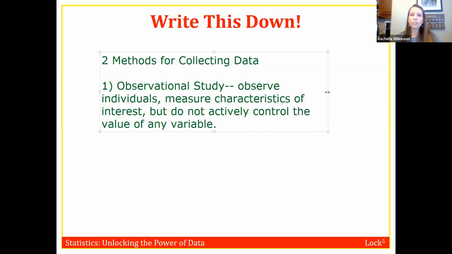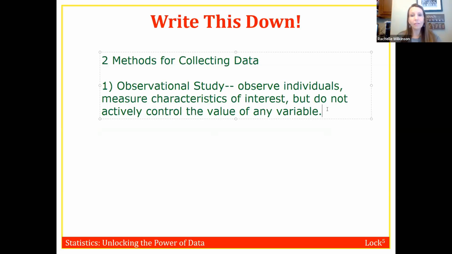Okay, so a lot of surveys are observational studies because we're just asking people things. We're asking for their preferences or things about them. We're not actually controlling the levels of any of those variables. We could also do an observational study where we actually just sit down and observe. So we watch people or things like that.